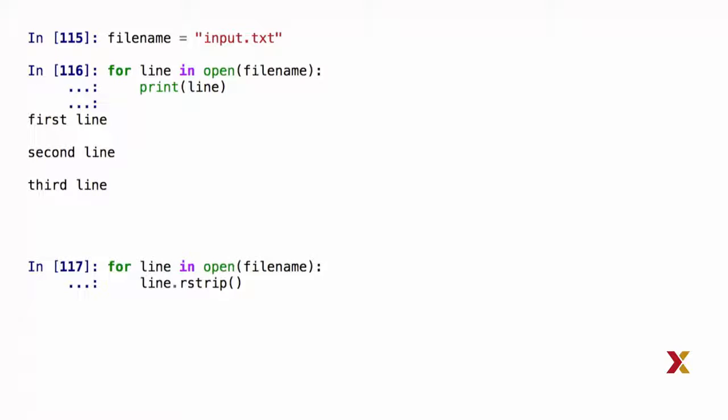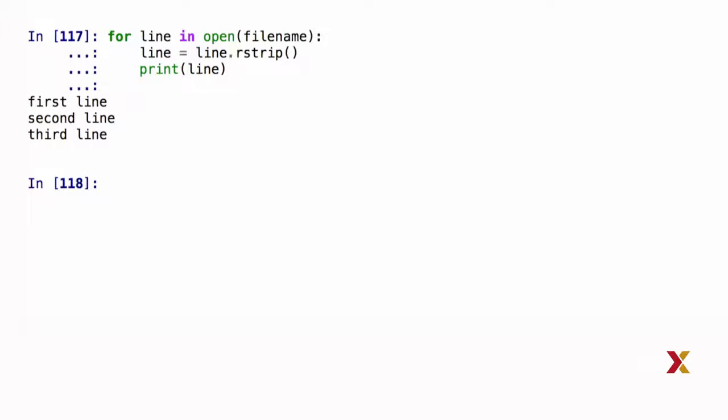Remember, strings are immutable. That means if I want to keep the result, I have to assign it either to a new variable or to the existing variable. I'm going to do a reassignment to line by typing line equals line.rstrip. If I now print out line and run the loop, you'll see the extra line breaks have disappeared.